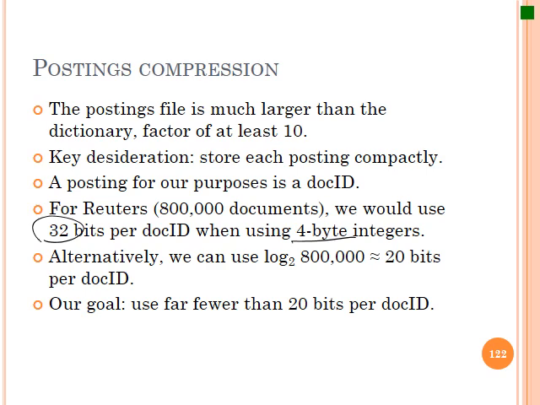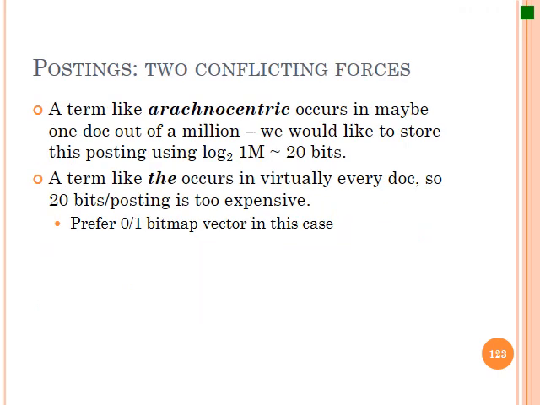Of course, we can also take the log of this, which is 20 bits per document ID. So this is smaller than this. This is the default, just to use the integer, so it's a 4 byte integer. So if you want to be smart, use this, 20 bits. But our goal is to use far fewer than that in our compression. So let's see how we do that.